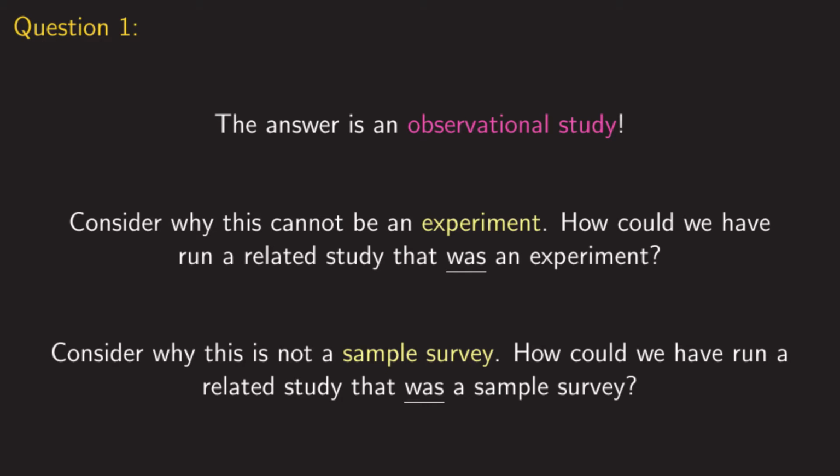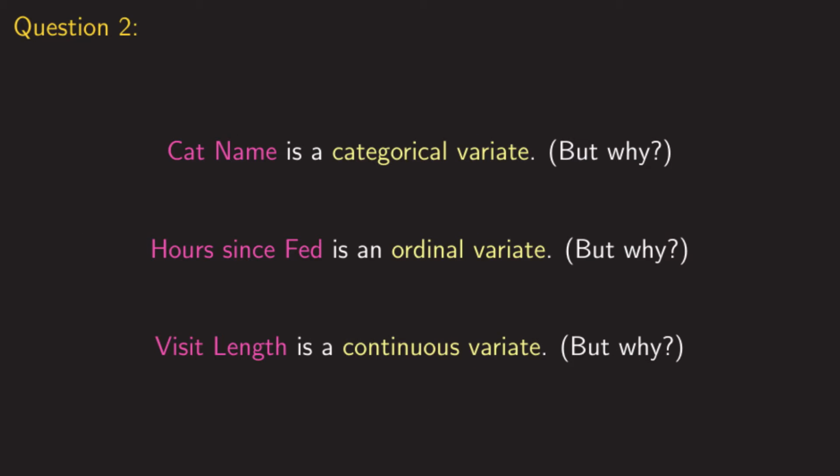But back to the question at hand, because the observing of my 2 cats is not a representative sample from any meaningful population, it's not likely best described as a sample survey. So as a result, we conclude that it must be an observational study. For the second question, let's consider the 3 variates separately. So first we have cat name.